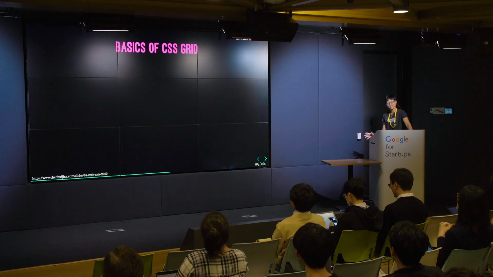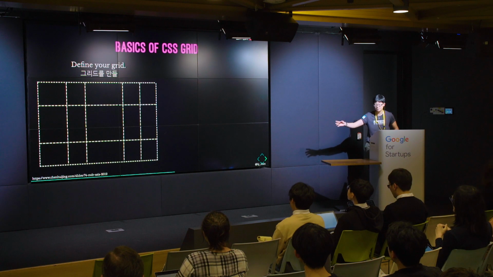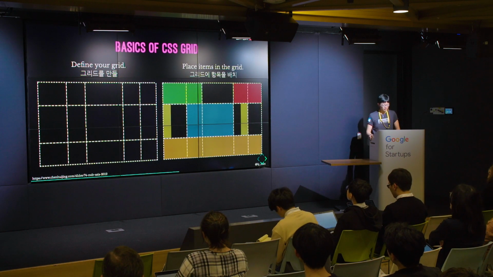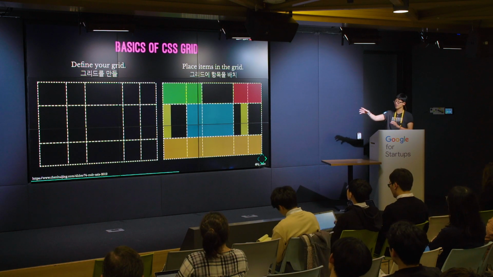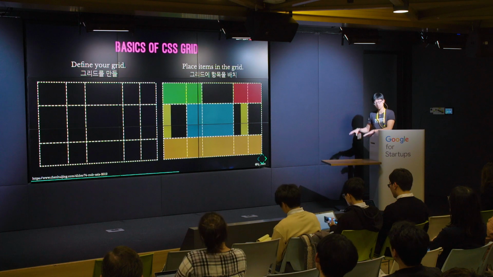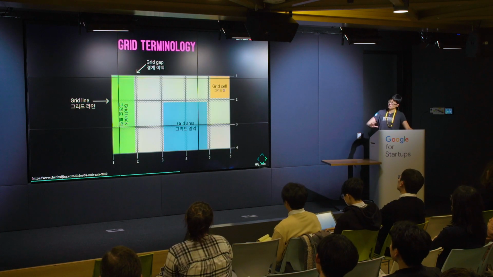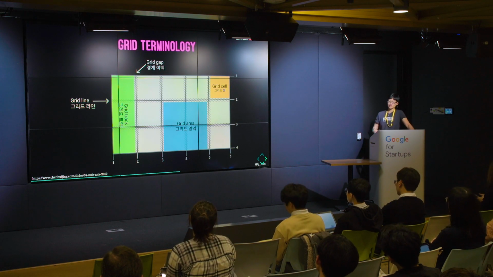So the basic premise of how grid works involves 2 steps. You have to define your grid, and then you place items inside the grid. So this placing of items in the grid, you can either let the browser do it automatically, or you can define it yourself.